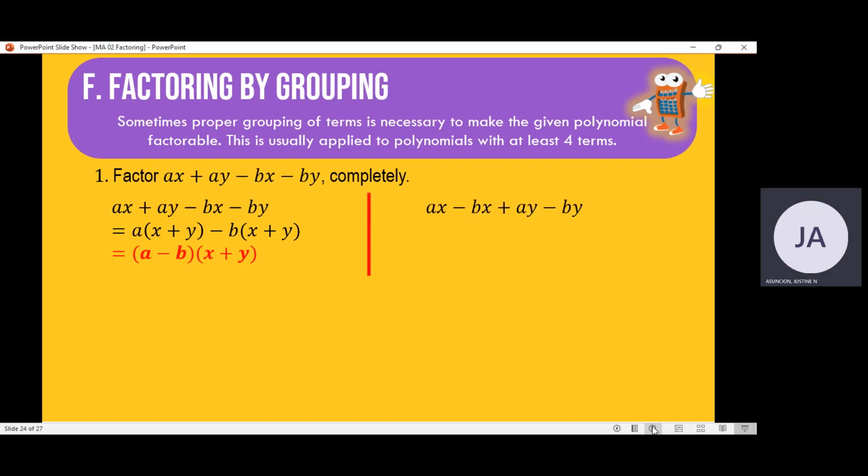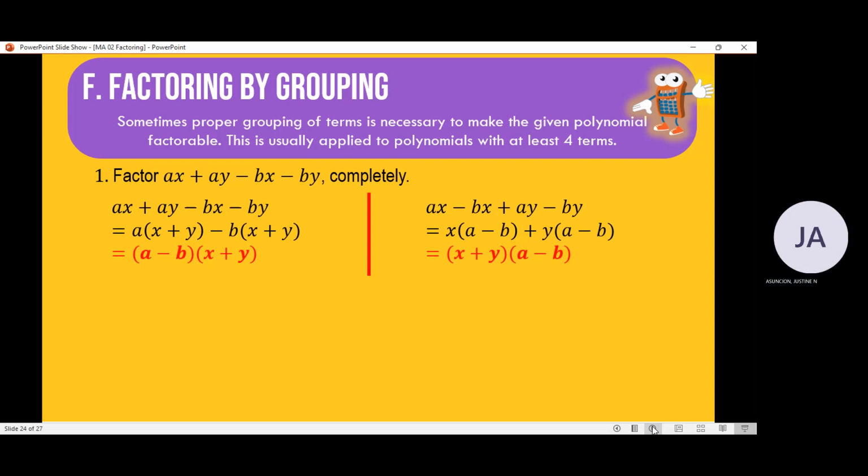Actually, you can utilize the common monomial factor of x and the common monomial factor of y. For instance, we have x times the quantity a minus b plus y times the quantity a minus b. Again, we have a common factor of a minus b. Let's regroup. We have x plus y times the quantity a minus b. It's the same as the previous one, right? It's just a different common monomial factor that we use.